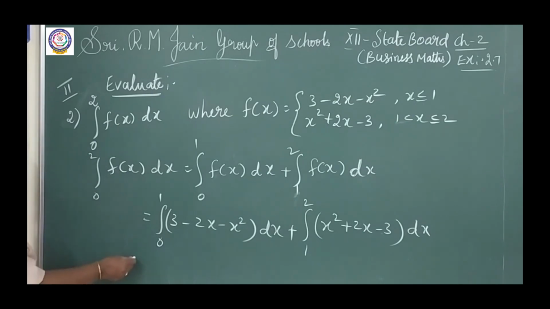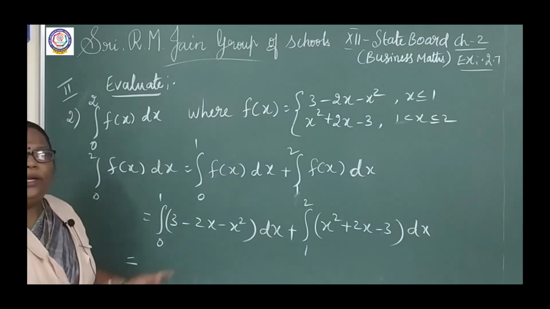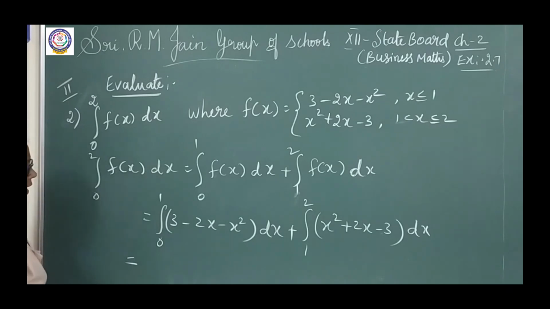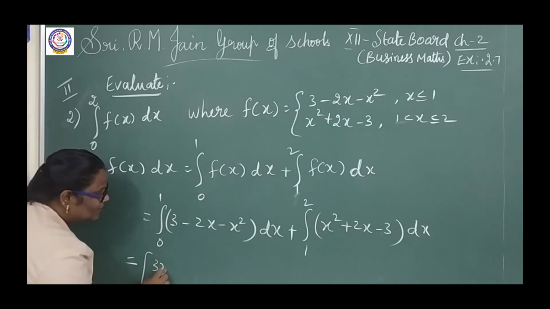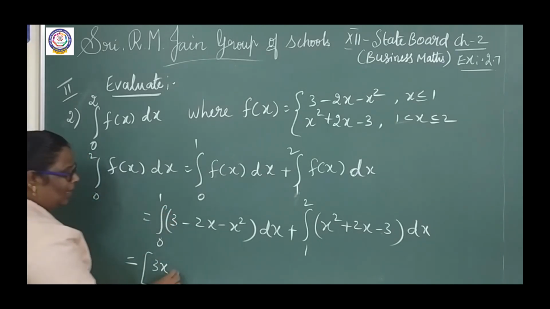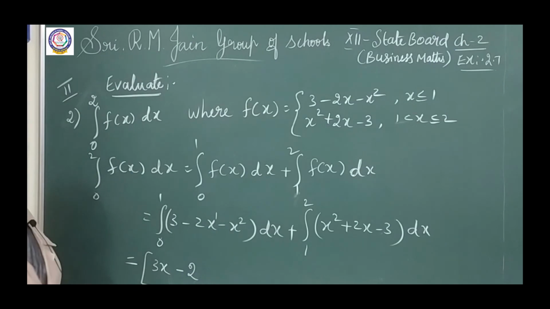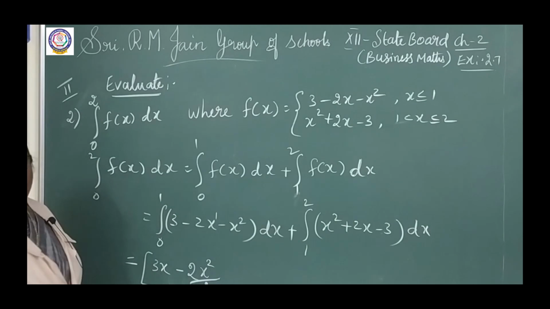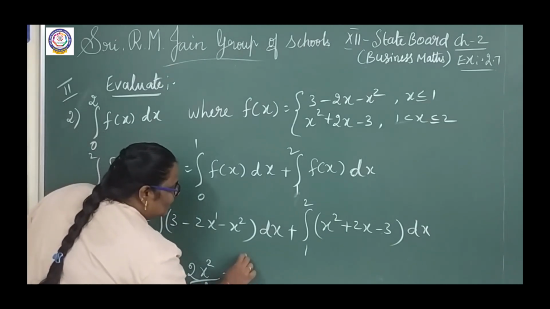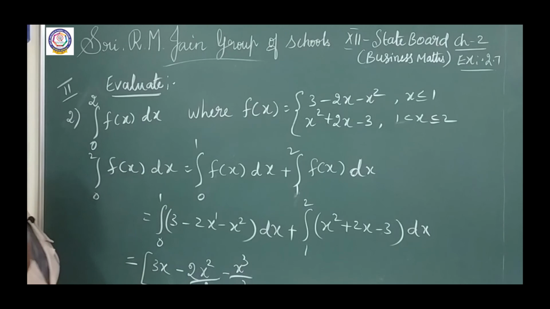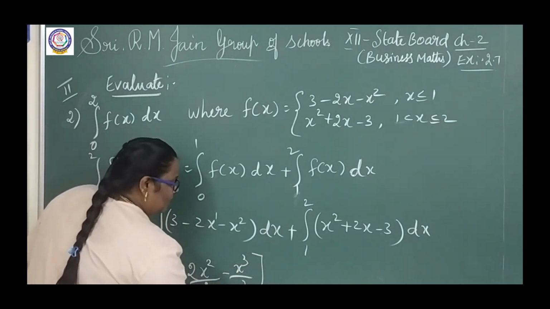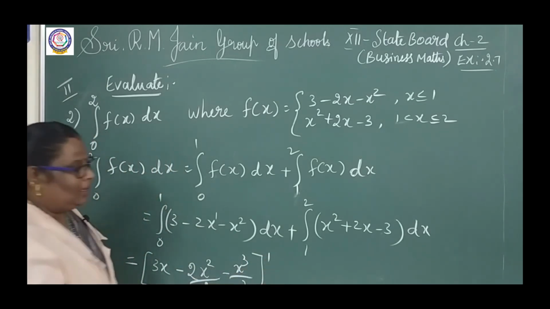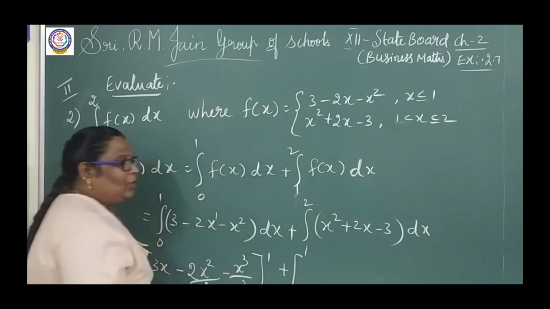If you want, you can do it straight away, or otherwise you can take it as a separate term and do the integration part. See here, 3 is a constant. Integration of dx is what? x. Minus 2, power 1 can add 1, so x square by 2, minus x cube by 3, because you add 1 to the power: x power n plus 1 by n plus 1. What is the limit? 0 to 1.